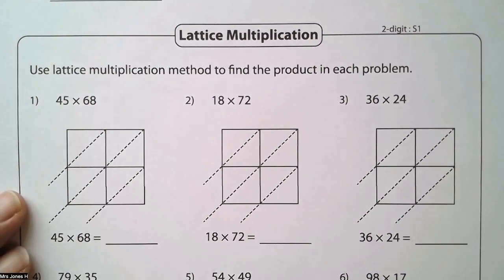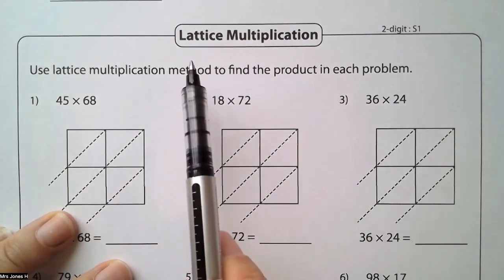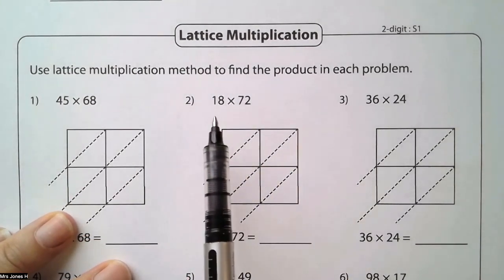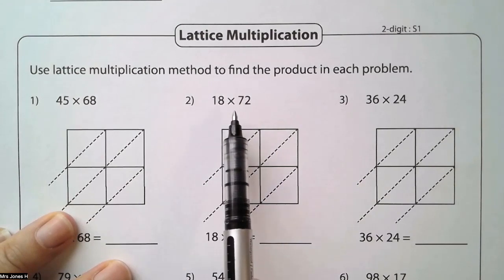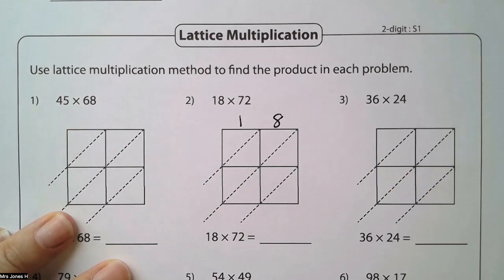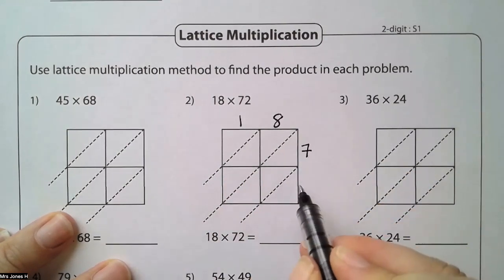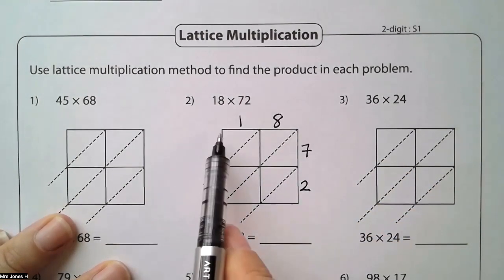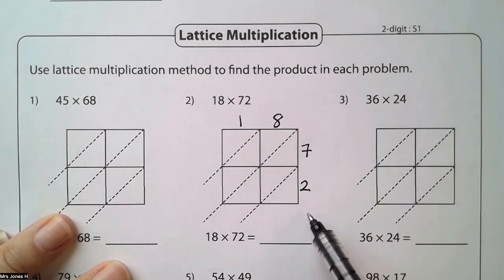I'm going to talk you through two of these worked examples. We're looking at lattice multiplication. So 18 multiplied by 72. We put one of the numbers up here and the other down here. So we've got 18 and 72.